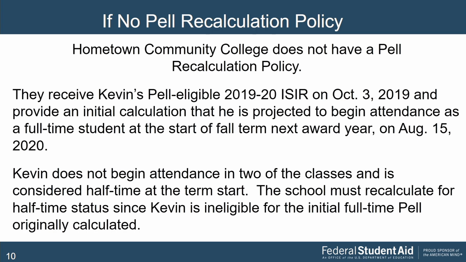We have Hometown Community College again. We have Kevin. He submits his 1920 ISIR on August 3rd, 2019. He provides an initial calculation. He's projected to begin attendance as a full-time student at the start of the next award year on August 15th, 2020. He does not begin attendance in 2 classes and is considered half-time at the term start. Here, Pell has to be recalculated at half-time because Kevin isn't eligible for full-term Pell because he didn't start all of the classes in which his Pell was awarded. So in this case, even though there's no Pell recalculation policy, it's a mandatory recalculation.